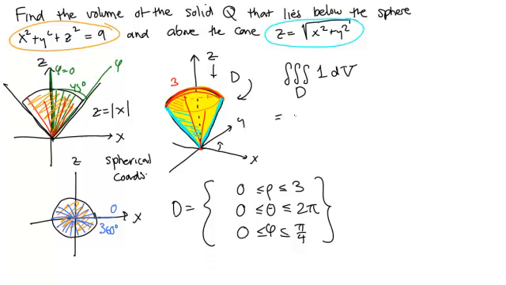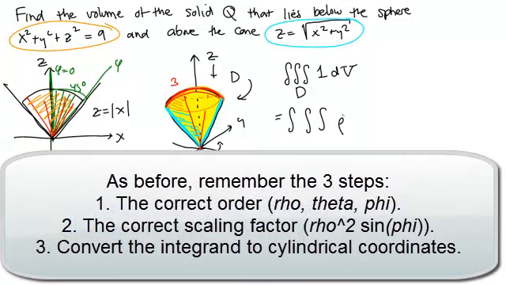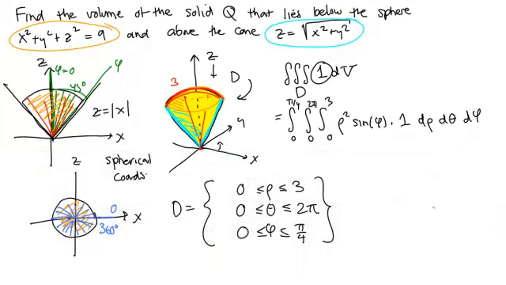So if we use our spherical coordinate formula, we're going to turn this into an iterated integral of rho squared times the sine of phi times the function 1, integrated with respect to rho, theta, and phi, where rho goes between 0 and 3, theta goes between 0 and 2 pi, and phi goes between 0 and pi over 4. So let's work out our iterated integral.